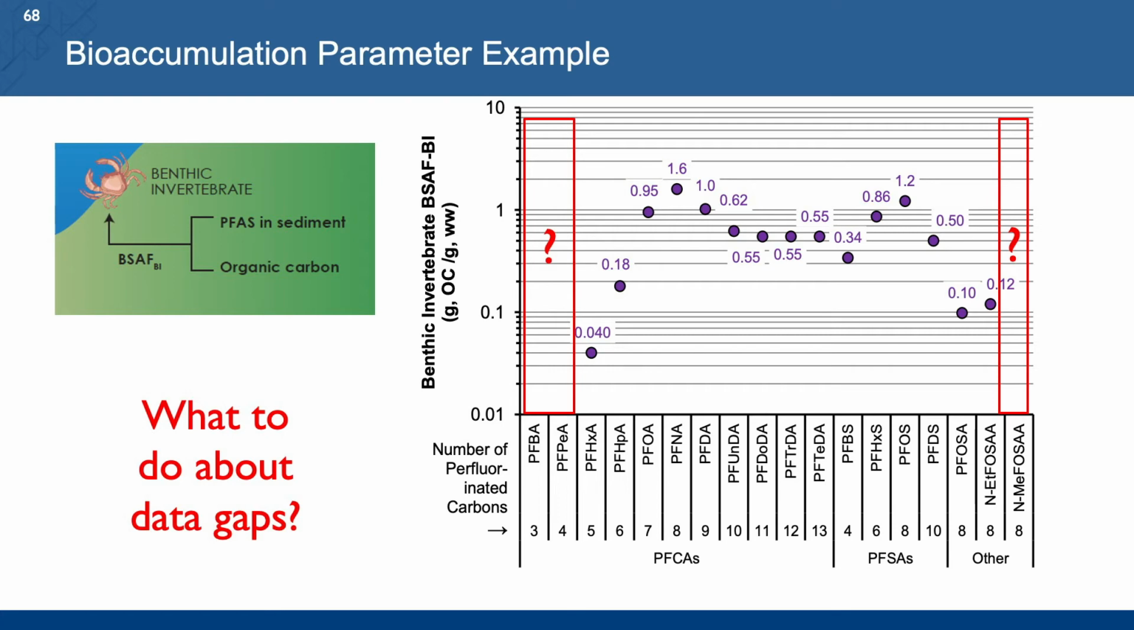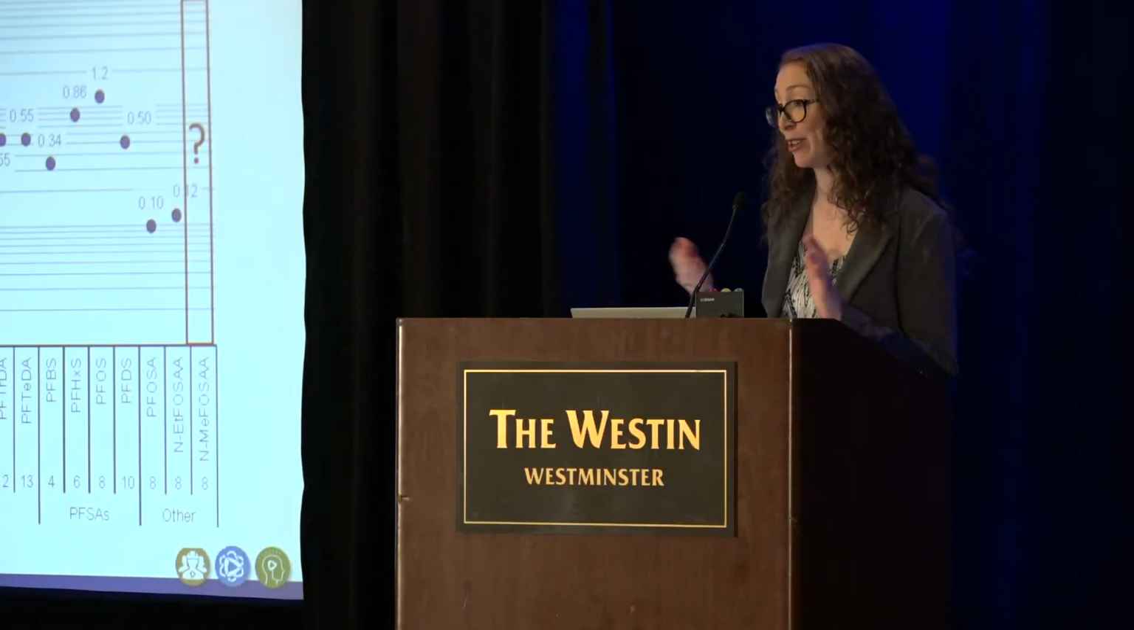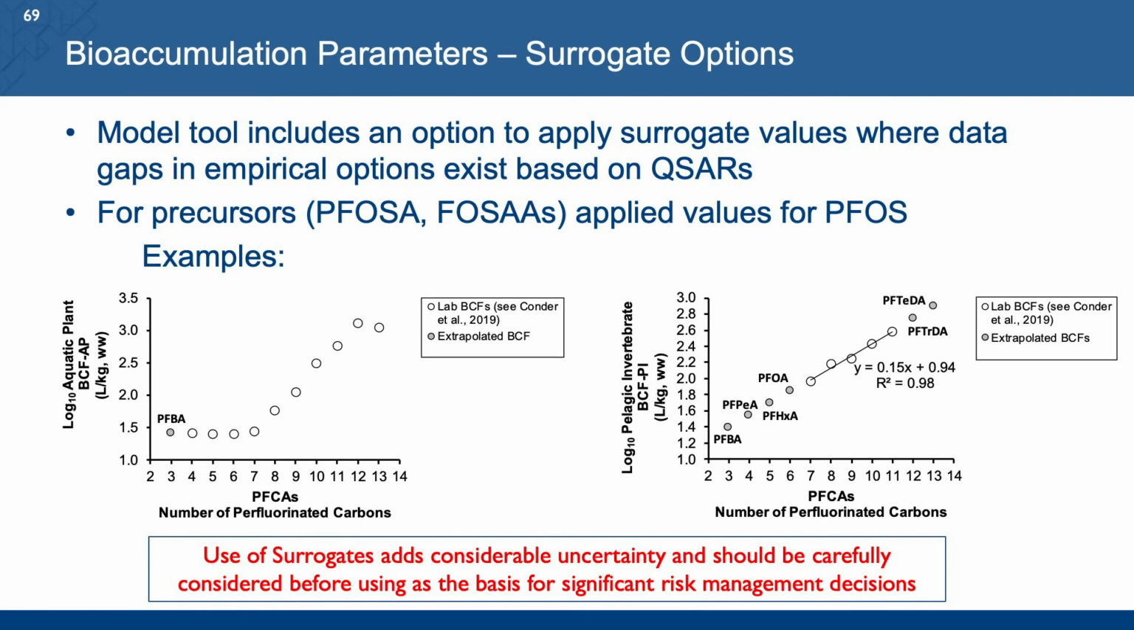And we really wanted to provide some options. We understand that there's a lot of best professional judgment that goes into the use of surrogates or the use of filling data gaps with other information. And so we wanted to make some recommendations on what we thought was the best approach. Certainly, it's not the only approach, and this is really just our recommendations. But what we went ahead and did in the model tool is an option to apply surrogate values where we had data gaps. And we generally base these on QSARs, which are quantitative structure activity relationships.